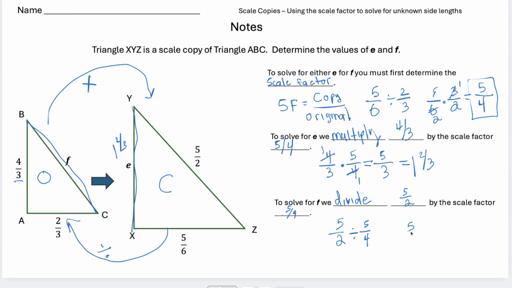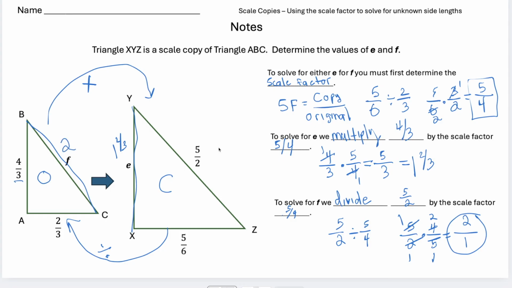So it's going to be 5/2, and we're going to multiply that by 4/5. And now I can cross reduce the 5s. They become 1s. And then the 2 and the 4 can reduce because I know 2 goes into 2 once and 2 goes into 4 twice. So 1 times 2 is 2 and 1 times 1 is 1. So our answer is 2. Okay? So our value for f is going to be 2.